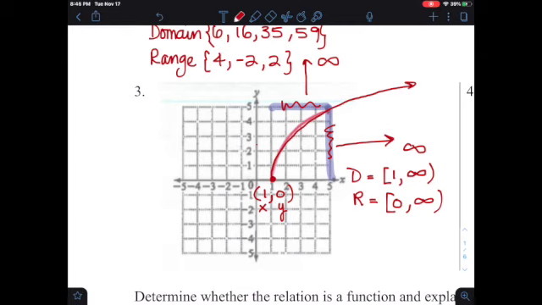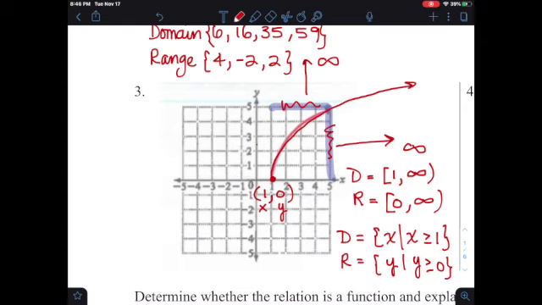Set notation, you can write it as this. Domain is equal to, set notation is going to be x is greater than or equal to 1. That's set notation. And range is going to be y, and y is going to be greater than or equal to 0. And I hope you guys remember, if we use an equal sign, that means the dot is colored in. It's not an open circle. Okay?